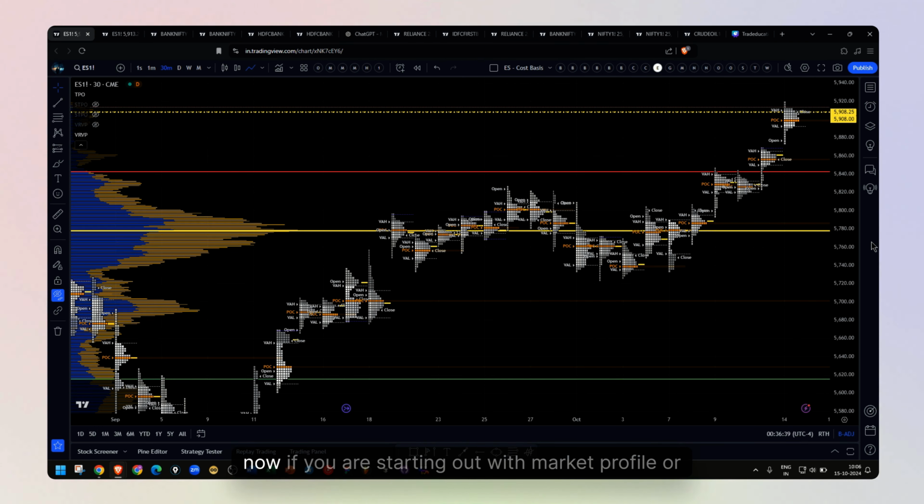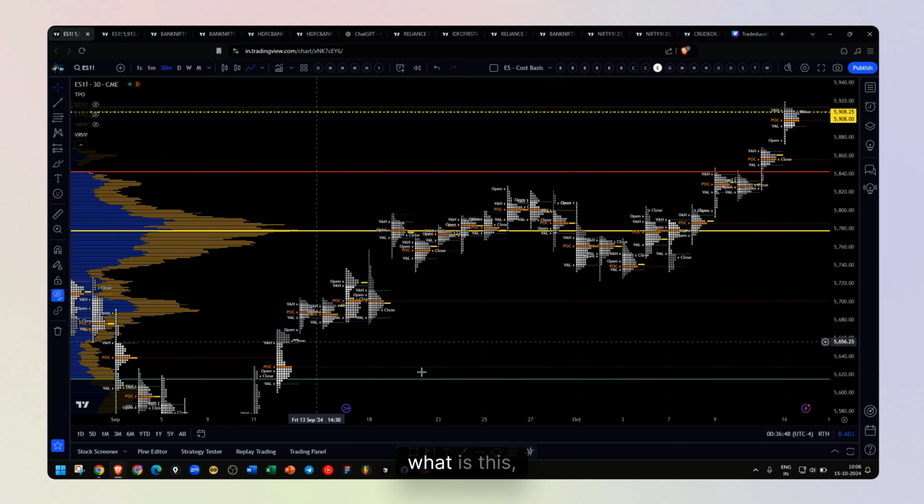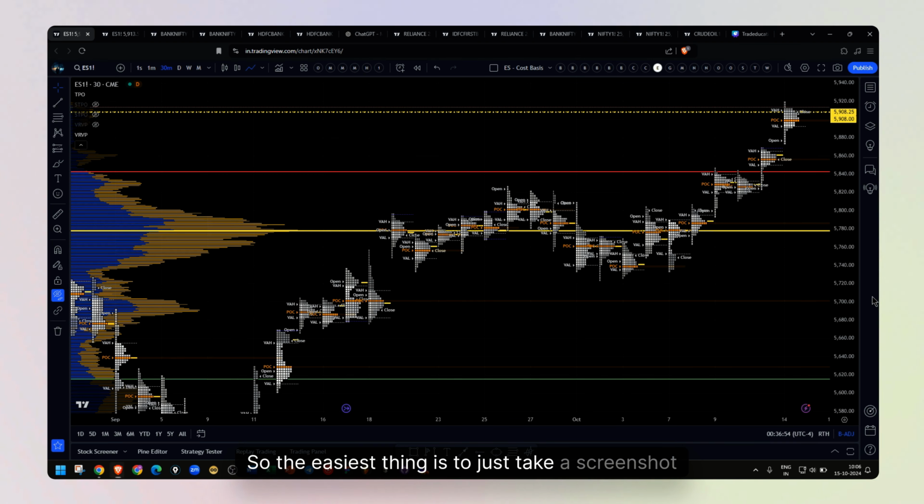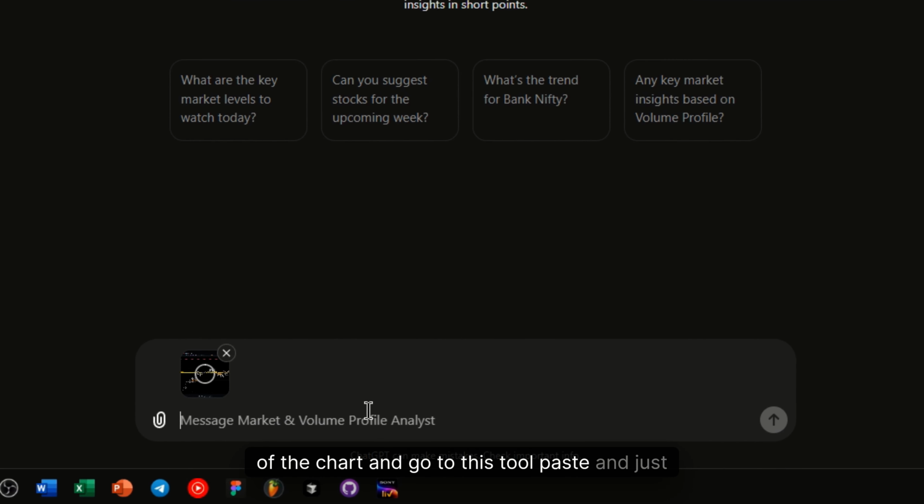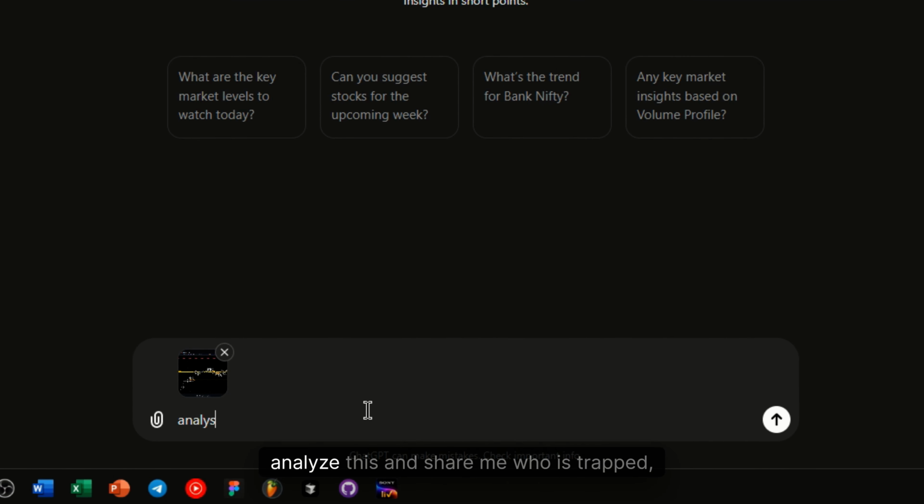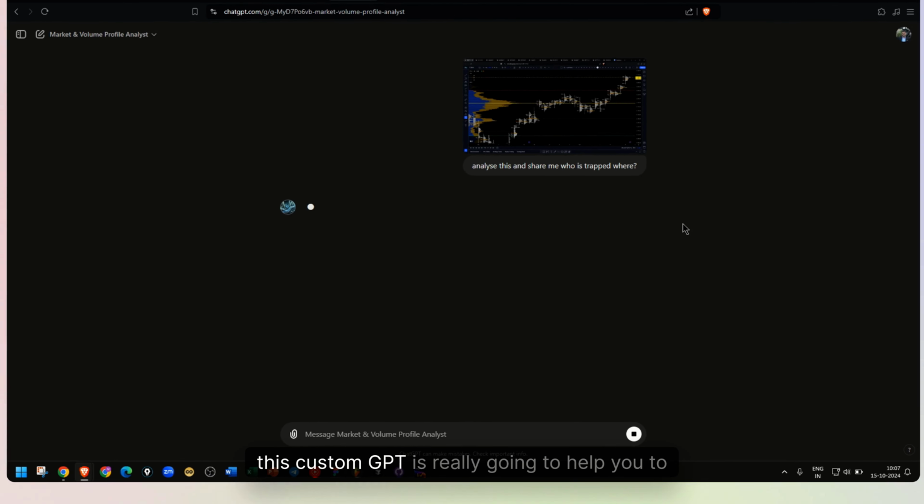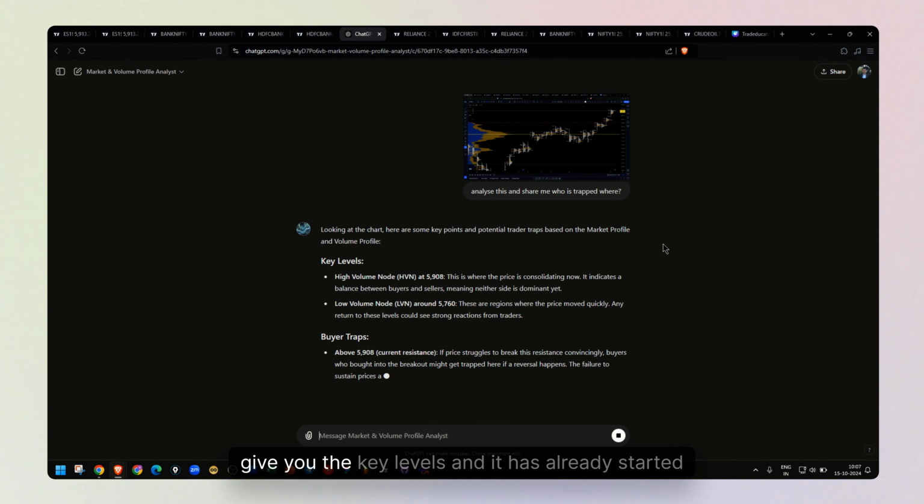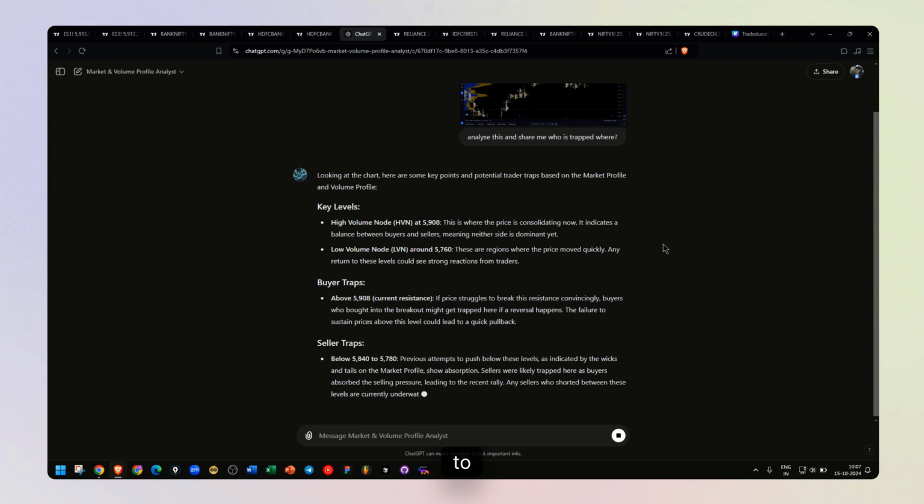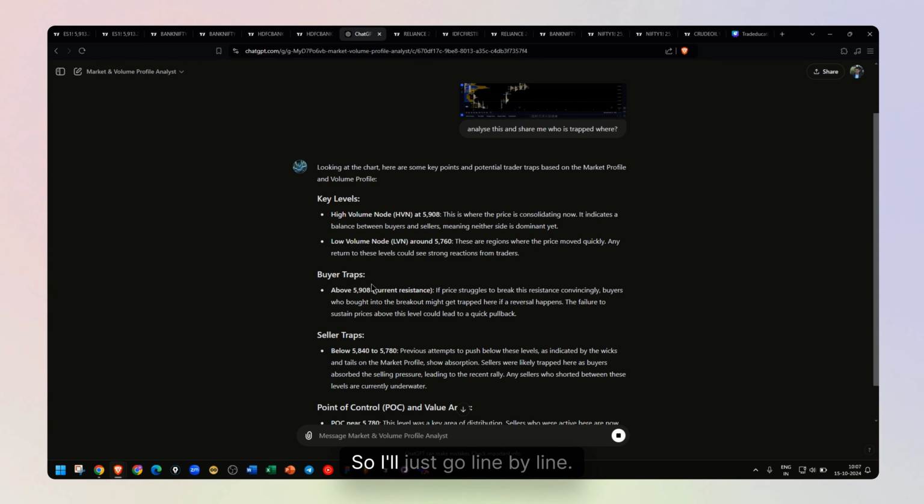Now, if you are starting out with market profile, or starting out with understanding the inventory, or just want to look at what this chart is telling me, the easiest thing is to just take a screenshot of the chart, go to this tool, paste it, and just tell it, okay, analyze this and share with me who is where. Great. So this AI tool, this custom GPT, is really going to give you the key levels. And it has already started to give you some of the insights, right? So I'll just go line by line.